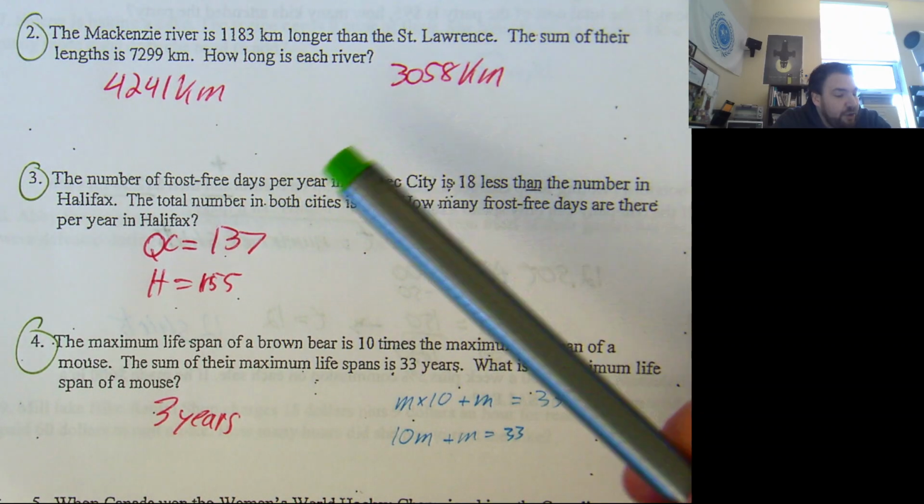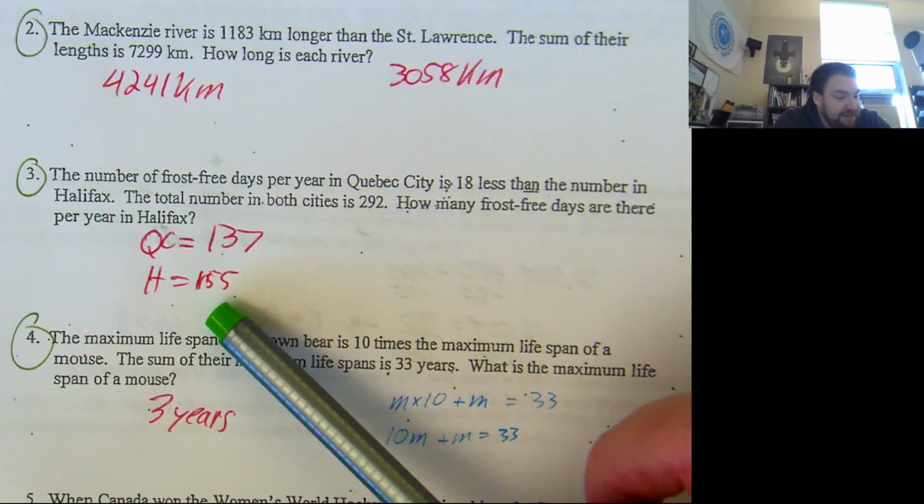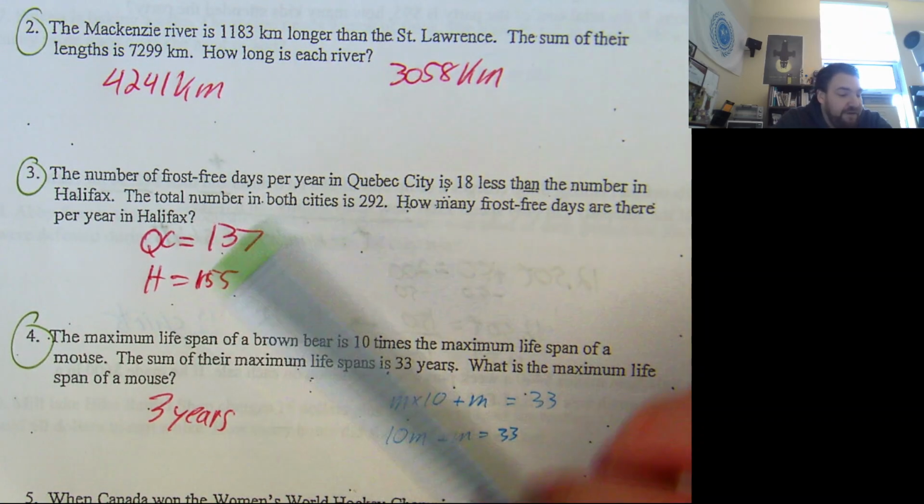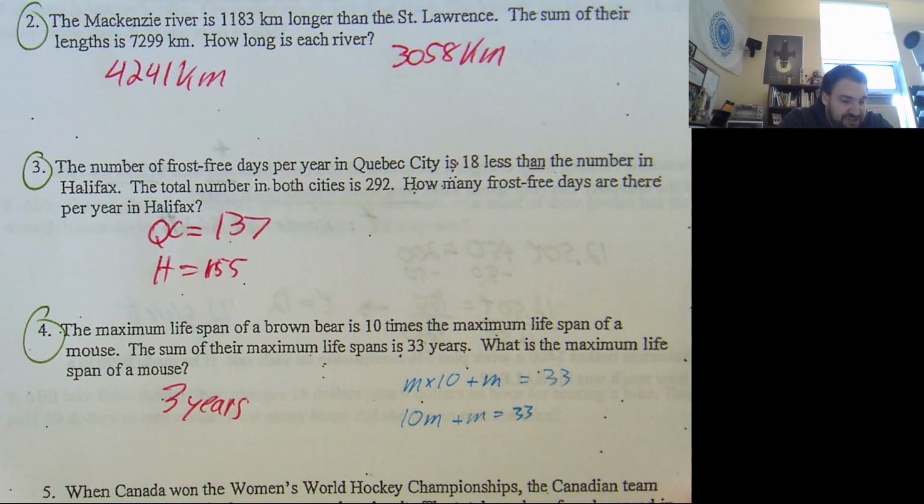Quebec City was 137. Halifax, frost-free days are 155. And the mouse is 3 years old.